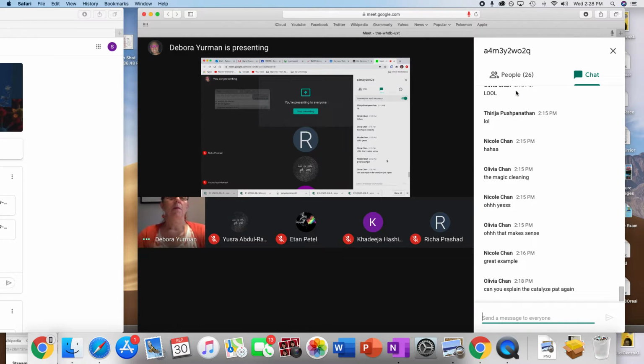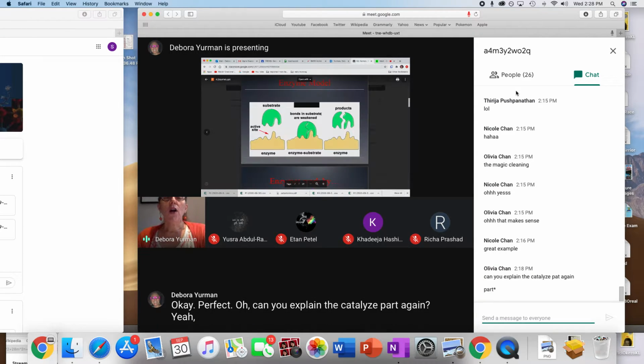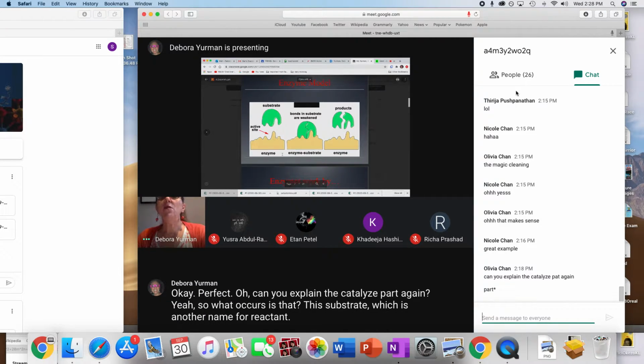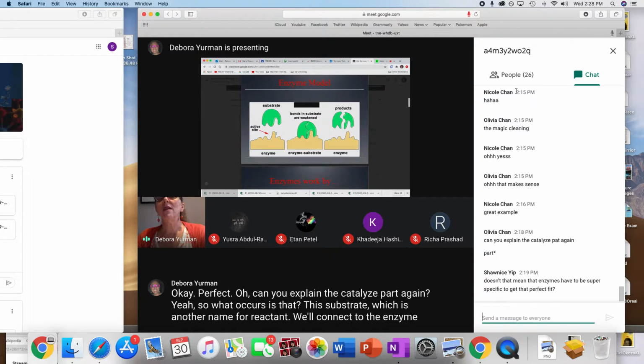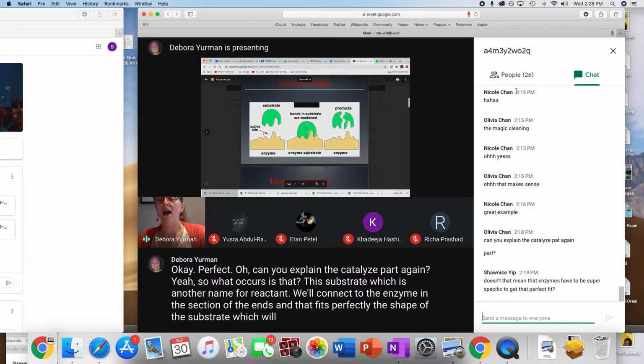Okay, perfect. Can you explain the catalyzed part again? Yeah, so what occurs is that this substrate, which is another name for reactant, will connect to the enzyme in the section of the enzyme that fits perfectly the shape of the substrate, which we call the active site.